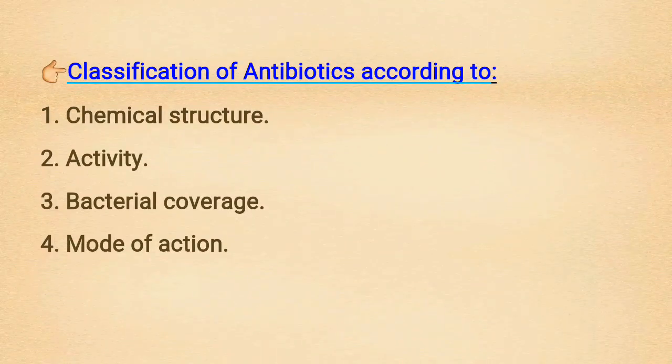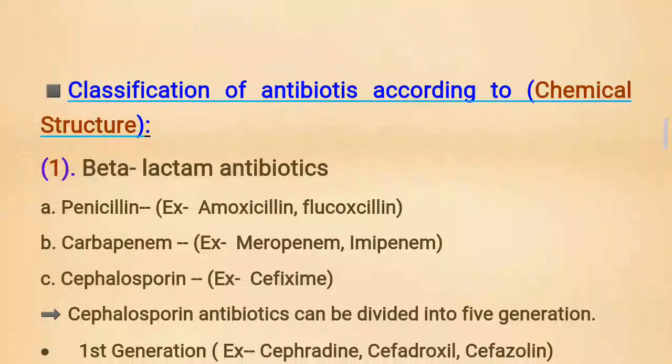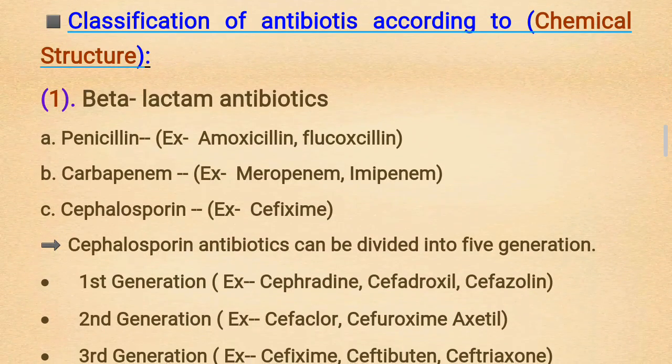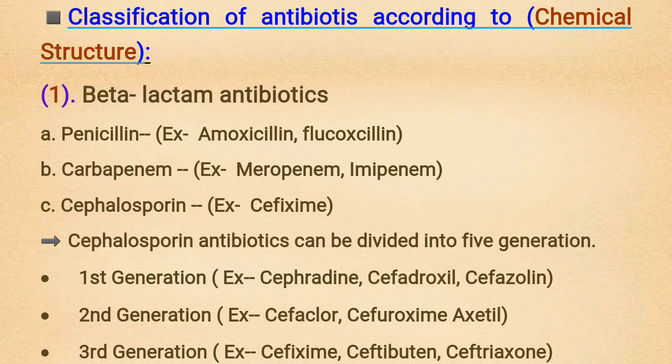Classification of antibiotics. Number 1, according to chemical structure. Number 2, activity. Number 3, bacterial coverage. Number 4, mode of action. Classification of antibiotics according to chemical structure.